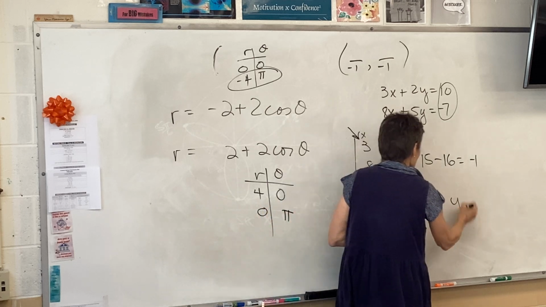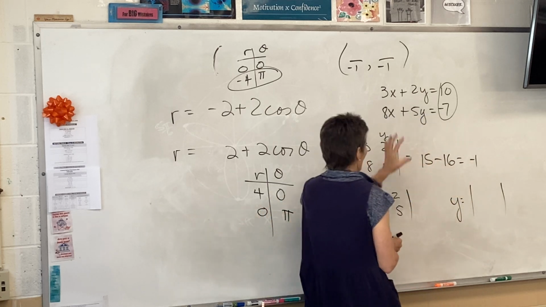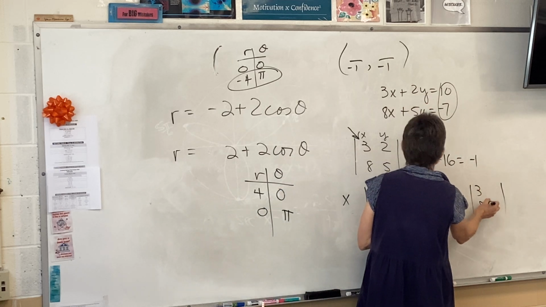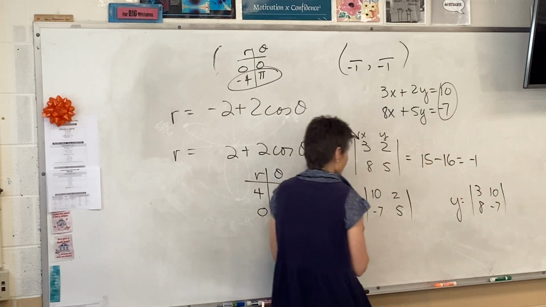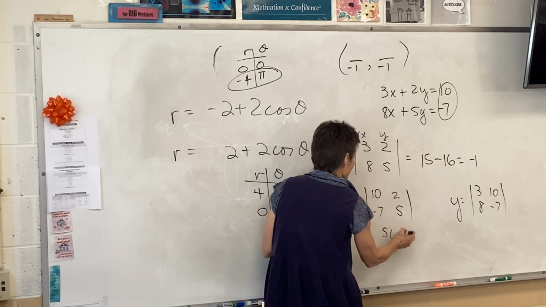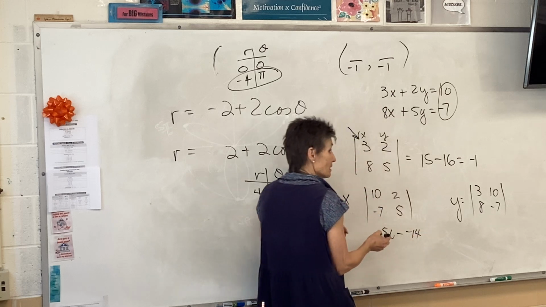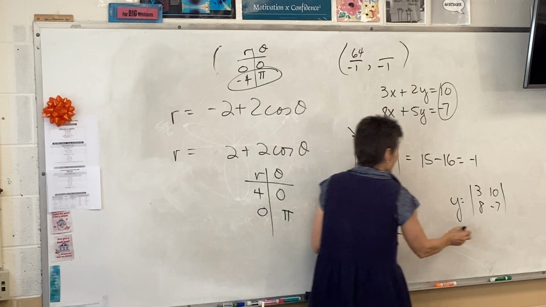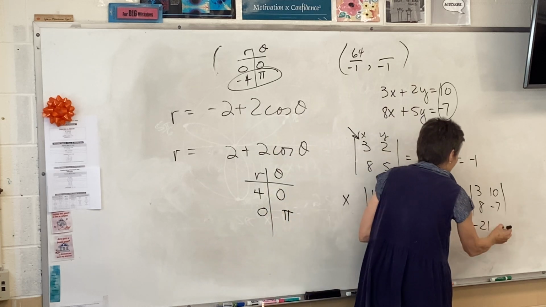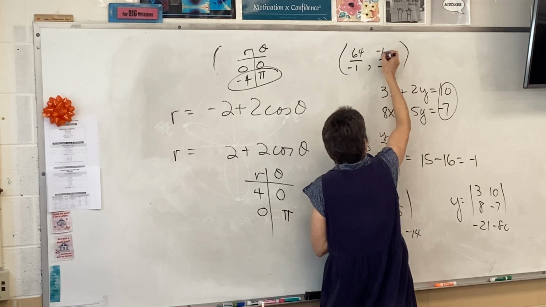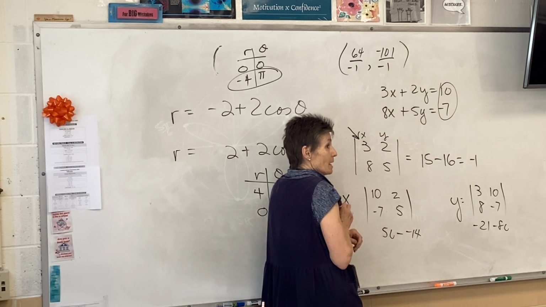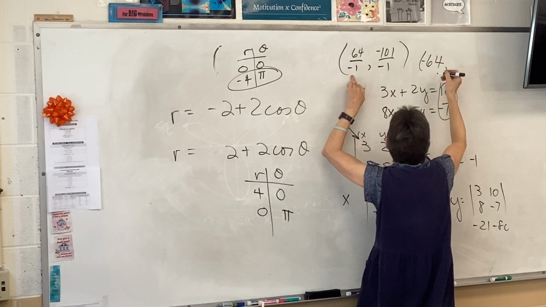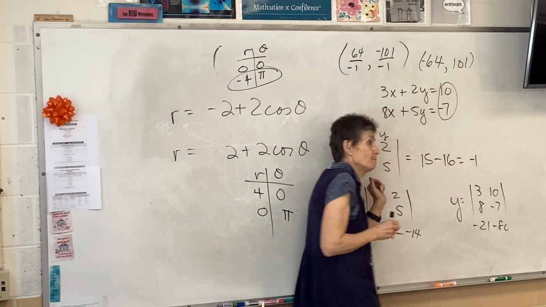And then for Y, we'll do the same thing, only we'll cut that out and paste it here. So we have 3, 8, 10, -7. So we have 50 minus -14, that's 64. And then we have -21 minus 80, that's -101. And then we simplify, so my answer would be -64, +101.